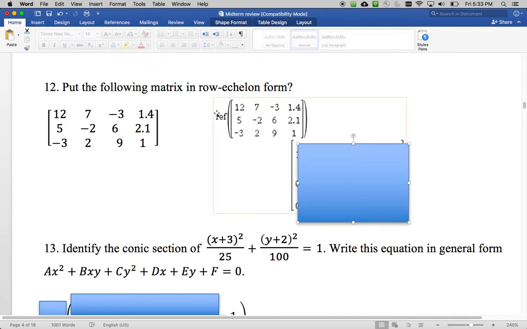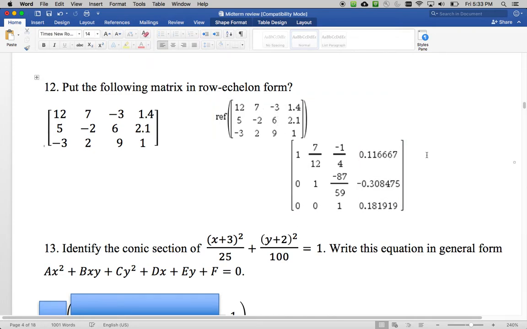reduced row echelon form. With row echelon form, you have zeros down here below your diagonal, but not on top of the diagonal. So I just plug that into the calculator, and this is what I get. Notice you have the zeros below your diagonal ones, but you have values up here and then values here. So on your calculator, instead of doing RREF, it's just REF for row echelon form.